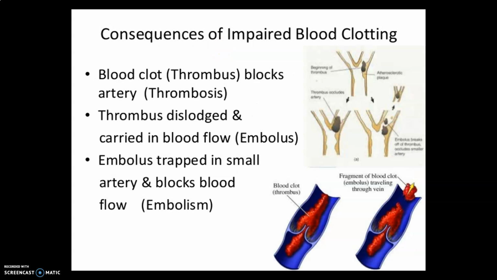Now, consequences of the impaired blood clotting. So if the blood clotting mechanism is not working properly, now blood clot, or we call it thrombus, blocks the artery, thrombosis as we call. If the thrombus is dislodged and carried in the blood flow, it is called embolus. Now, embolus trapped in small artery and blocks the blood flow, and the problem is called embolism.